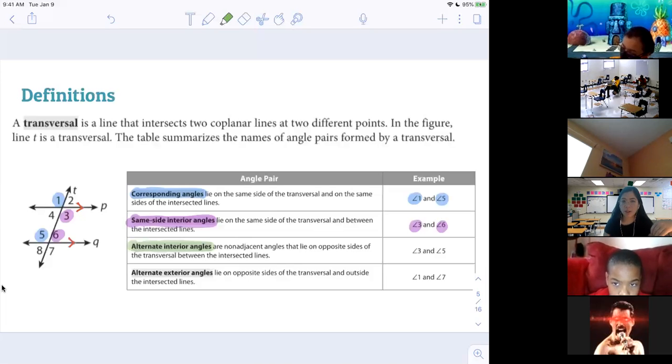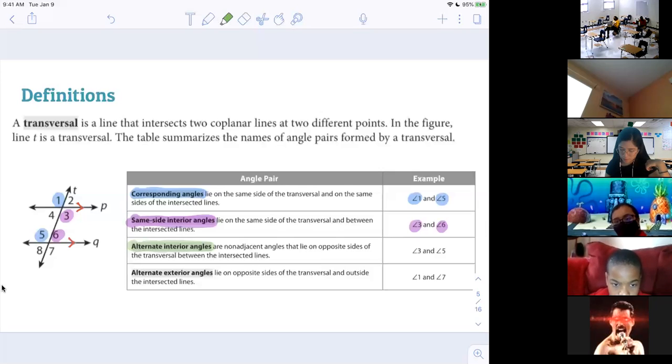Let's read the definition. Alternate interior angles are non-adjacent angles that lie on the opposite sides of the transversal between the intersecting lines. Okay, so it's telling us opposite sides of the transversal, and they have to be between the intersected lines. So they're going to be in between P and Q, but on opposite sides.